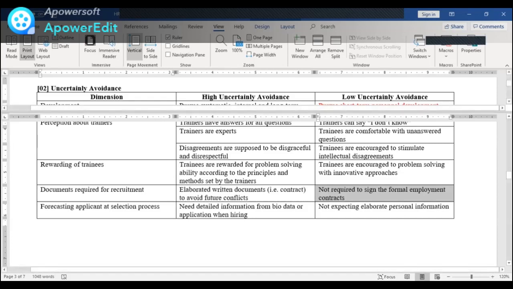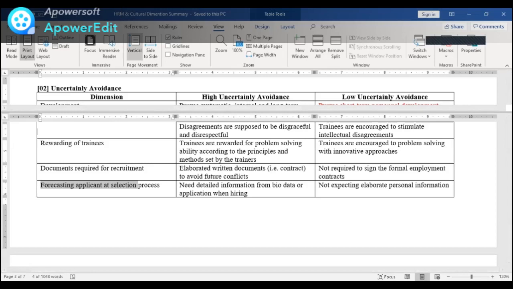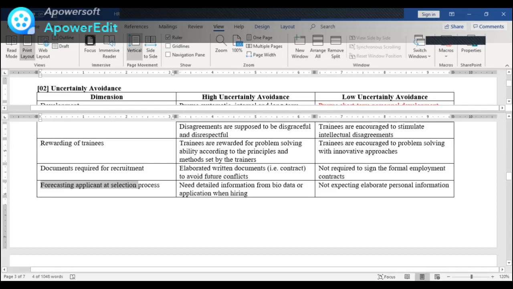Then forecasting applicants in the selection process. In high uncertainty avoidance culture, they need detailed information from biodata or applications when hiring. However, in low uncertainty avoidance culture, they do not expect elaborate personal information from the candidate.